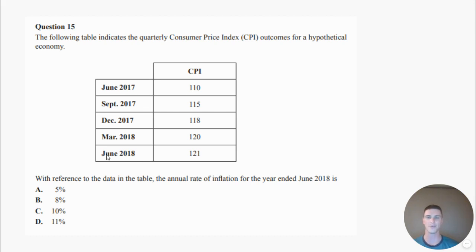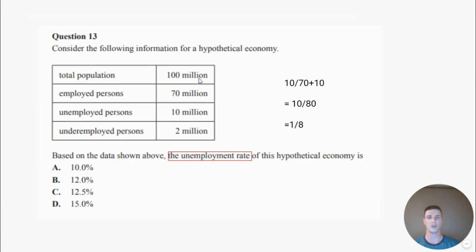Okay, so what I was trying to say before is a year is from June 2017 to June 2018. That's a year, okay? So sometimes students say, oh, a year must be 4 quarters, so I must calculate from here, 110 to 120. But that's June to March, which is not correct, okay? So if you knew that a year is from June 2017 to June 2018, it's the same data, isn't it? 11 divided by 110 equals 10%. Okay, there it is, and make sure you know the annual rate.